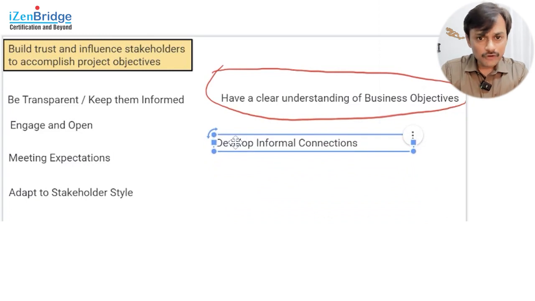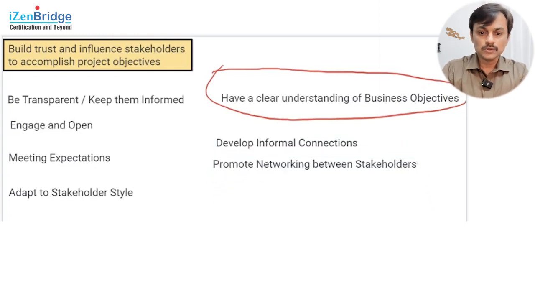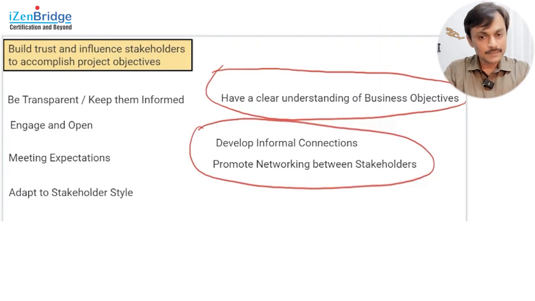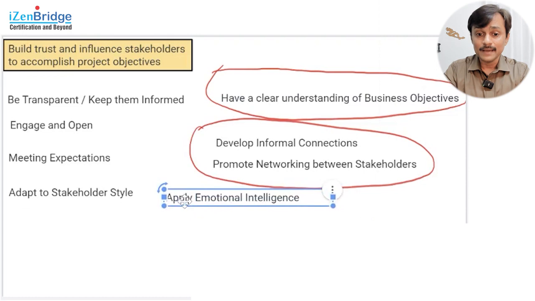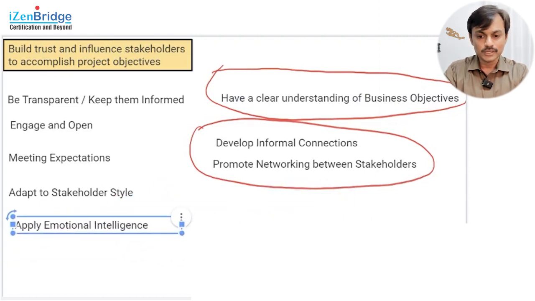You need to develop informal connections. So spend time other than formal times. It is more about promoting networking between stakeholders and team, finding opportunities where you can discuss things beyond work. The whole idea is that when you have an informal connect, you make the conversation light and people are more willing to talk to you. You need to ensure that you apply emotional intelligence, you listen to them, and apply an empathetic view. So that's a nice way of dealing with your stakeholders.